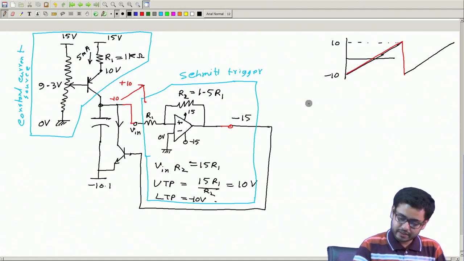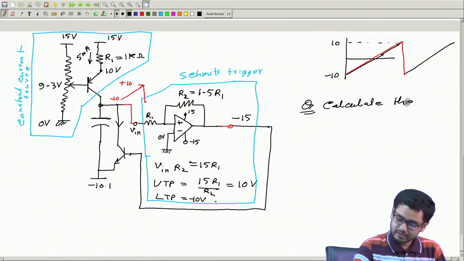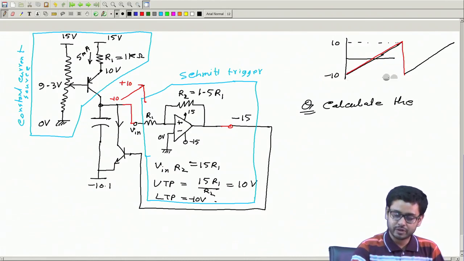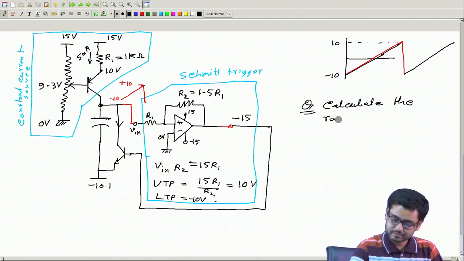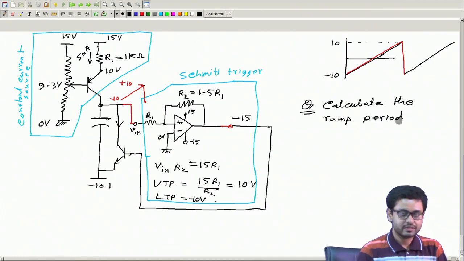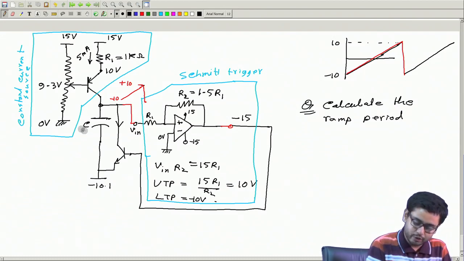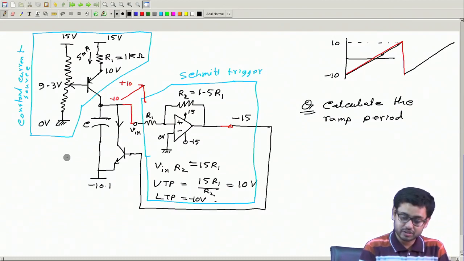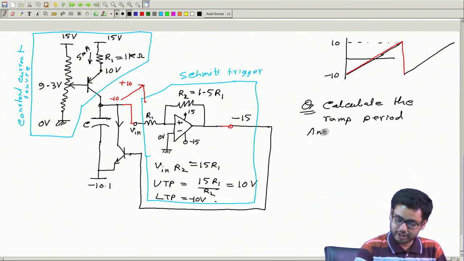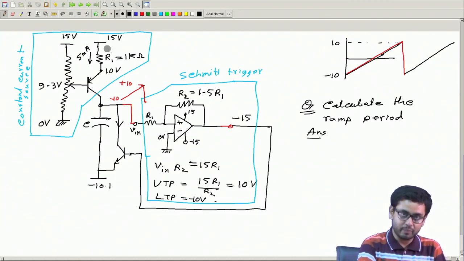Okay, question: can we calculate the ramp period? Okay, so can we do that? So for that I just need to know the value of this capacitor. Okay, so very quickly we can do it with these numbers, with this data. If we change these numbers, answer will change. I will use the same number.